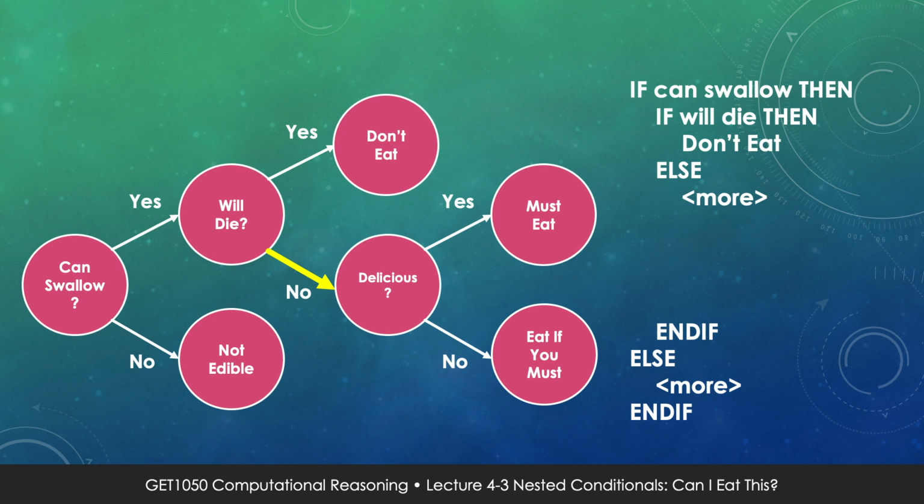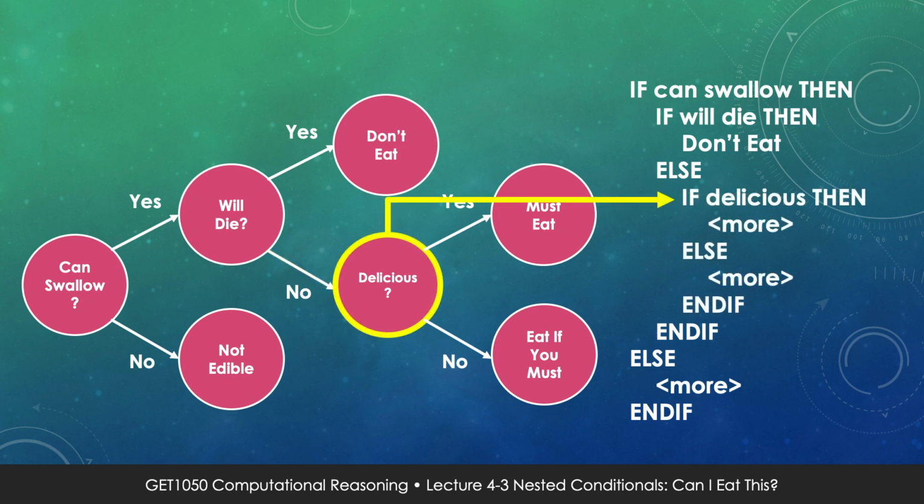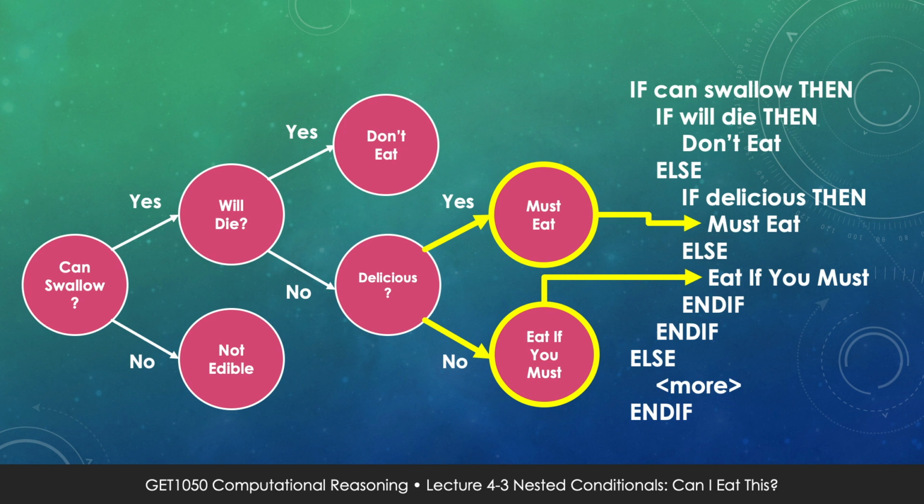What happens if we don't die? Then we can now ask the question, is it delicious? Oh, yum. Now, because this is a no in our tree diagram, we'll park this in the else portion of the conditional. So it'll look like this. Now, let's trace our tree diagram. If it's delicious, we conclude with must eat, right? Otherwise, else, we'll conclude with eat if you must. And we'll park it into our conditional and it'll now look like this.